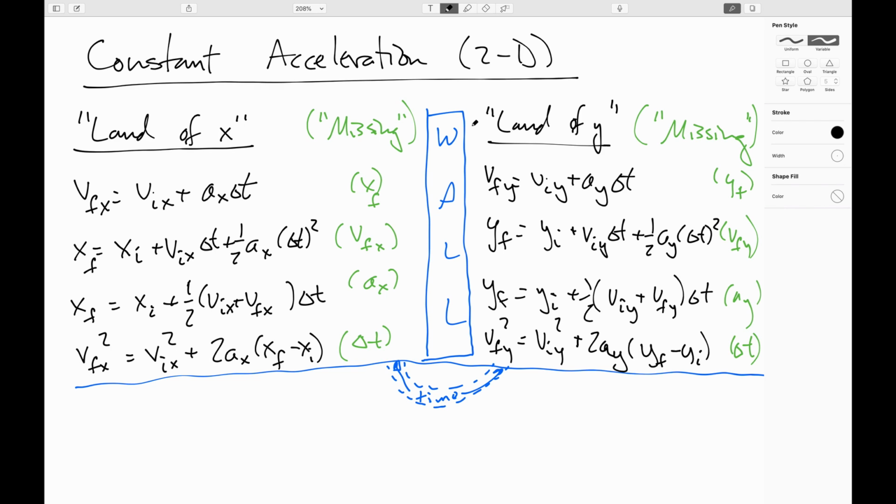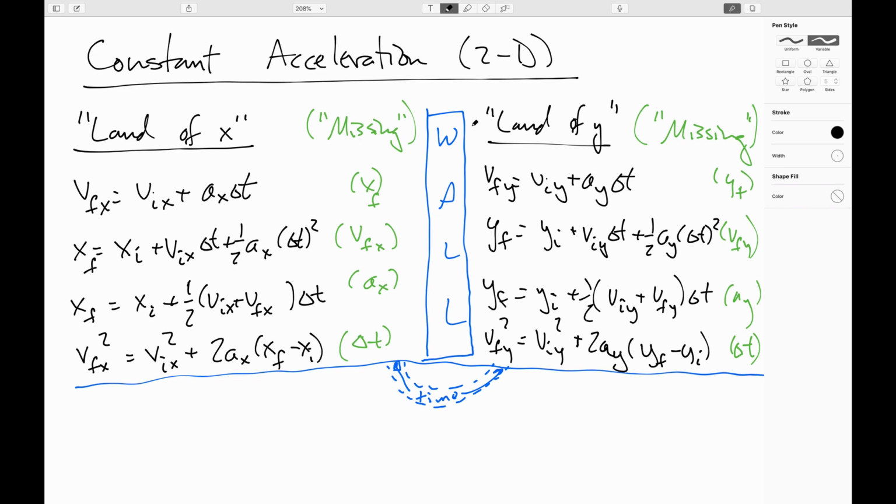But like with all big walls, somebody usually gets around to digging a tunnel under it. And the bit of information that can get traded back and forth between the land of x and the land of y is the time. So if you're ever solving a y equation of motion, you can solve for the time in y and then stick it over into the land of x, or vice versa. You can solve for the time in the land of x and move it over to the land of y. But that's as far as you can go with that.